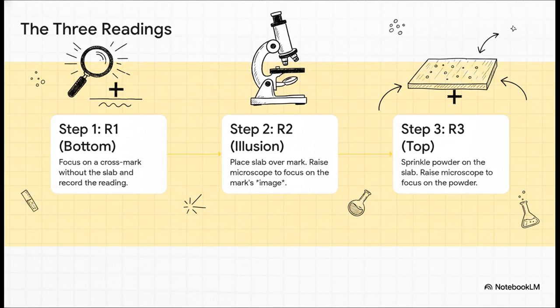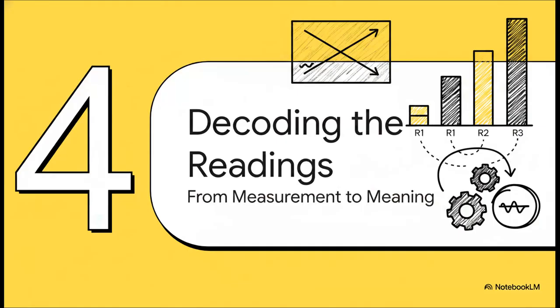That gives us the position of the very top, our reading R3. And that's it. Okay, so we've got our 3 numbers, R1, R2, and R3. But right now, they're just positions on a scale. They don't mean a whole lot by themselves. So let's see how we can translate these raw readings into the real-world properties we actually need.